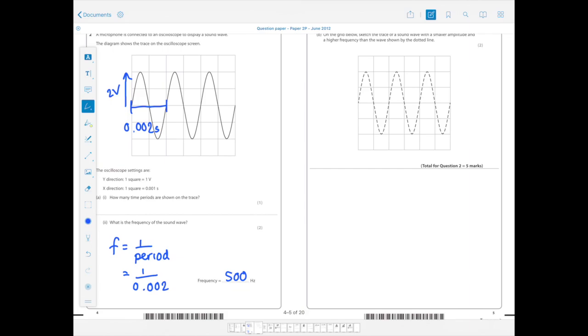On the grid below, sketch the trace of a sound wave with a smaller amplitude and a higher frequency than the wave shown by the dotted line. So a smaller amplitude means that it will be quieter, so our wave needs to be less high, so it needs to be much lower. High frequency means that the waves need to get closer together, so I'm going to draw it like this. And try and keep it nice and even. So I'm only going up one wave and down one wave, but because they're closer together, I've definitely drawn a higher frequency. The fact that they're lower means that it's a smaller amplitude.